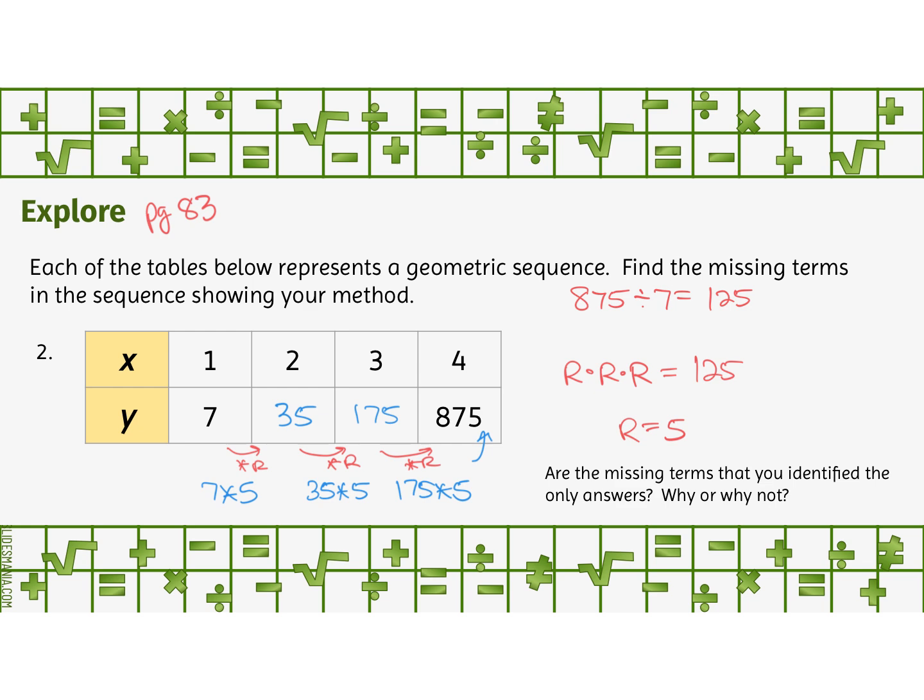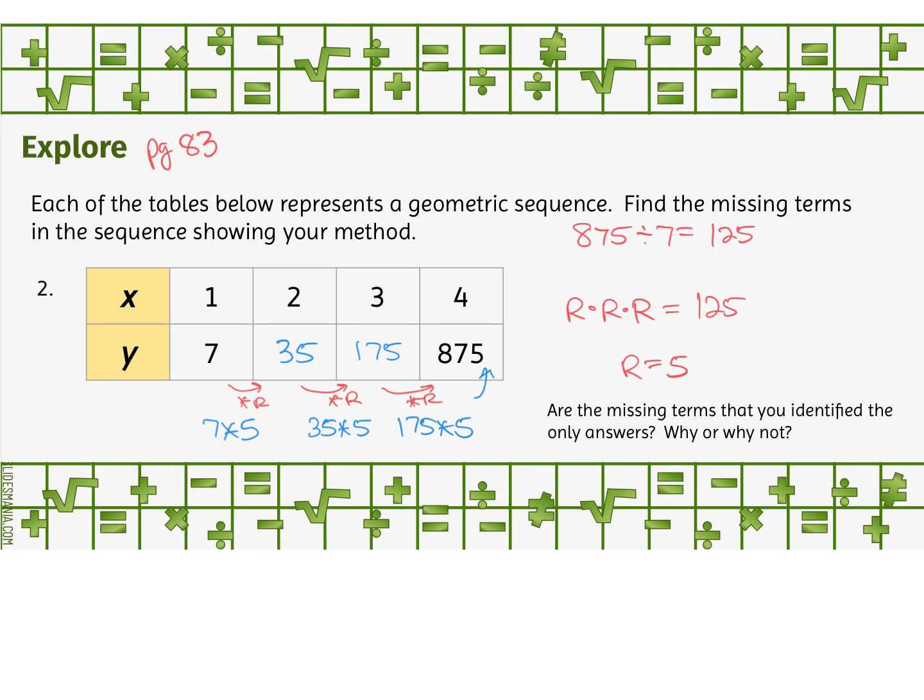But last time we said it can be 5, or last time it was 2 and negative 2. Let's try it with negative 5. So let's take 7 and multiply it by negative 5. We're going to get negative 35. Let's take negative 35, multiply by negative 5, and we get positive 175. And then we take that positive 175 and multiply it by negative 5, and that gets negative 875. So does the common ratio of negative 5 work?